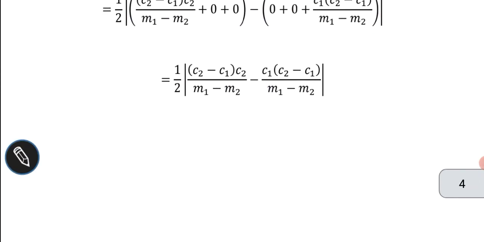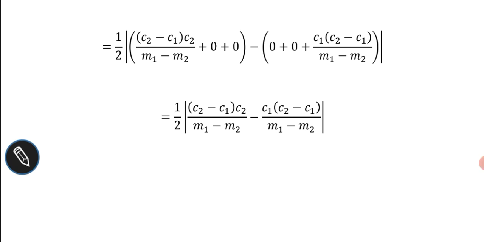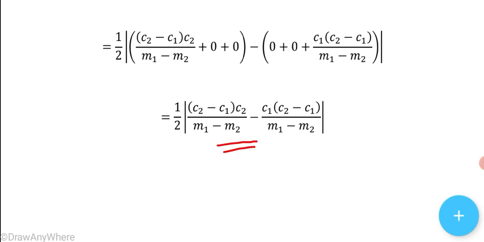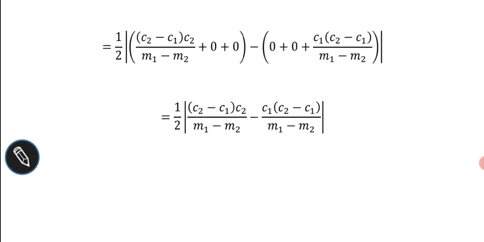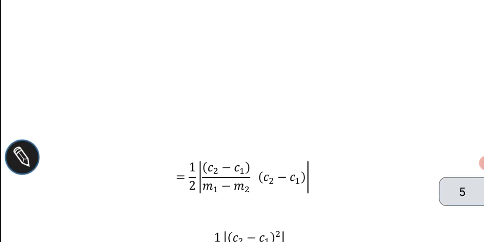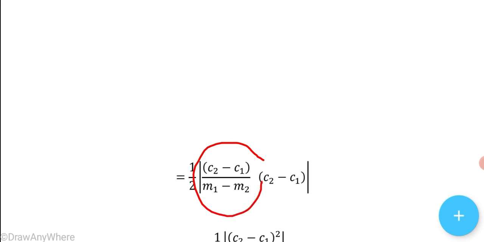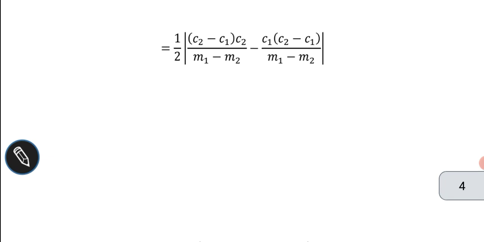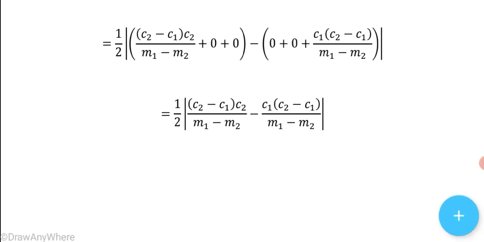The next step is half into 0 plus 0 plus 0. This term becomes c2 minus c1 into c2, the whole divided by m1 minus m2, and put this minus here, removing the bracket. The balance is c1 into c2 minus c1, the whole divided by m1 minus m2. Now we can take c2 minus c1 divided by m1 minus m2 as common. In the first element c2 is remaining, and in the second, except the common element, we have c1.